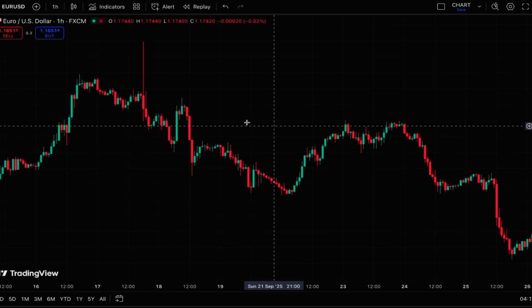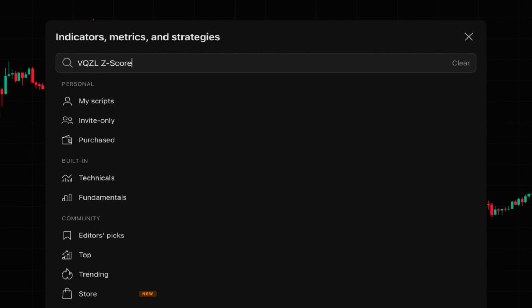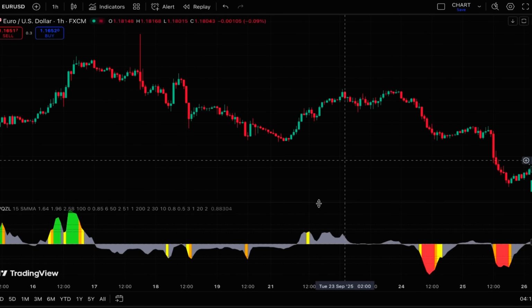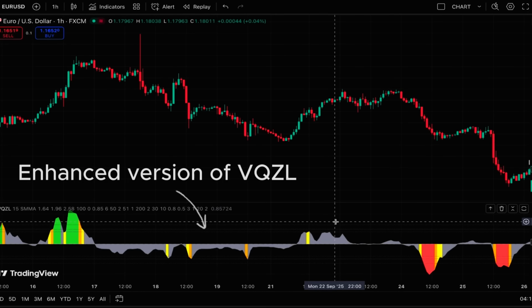Alright, to add this amazing indicator to our chart, here we click on indicators and we search VQZLZ score, this one, which is an editor specs indicator and written by Steph XAGS. Alright, this is the indicator, and as you can see, it's added here below the chart. This indicator is an enhanced version of volatility quality zero line indicator, which is basically used to identify range market where the price is moving flat.